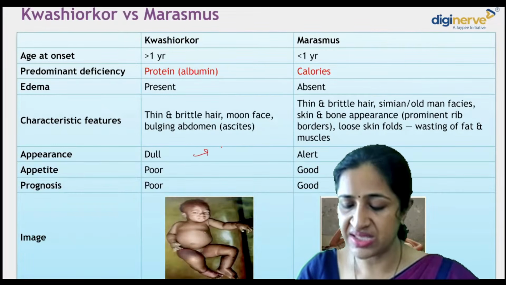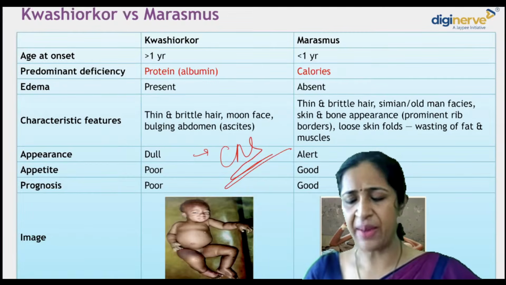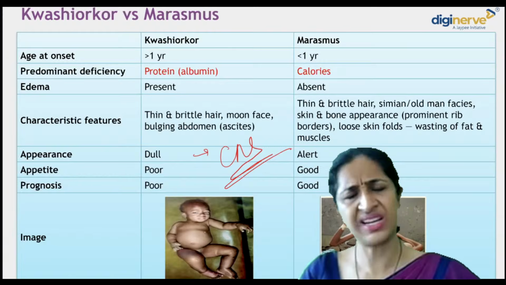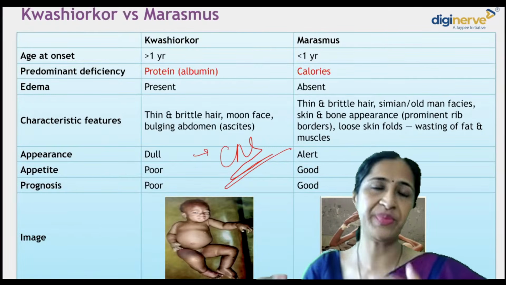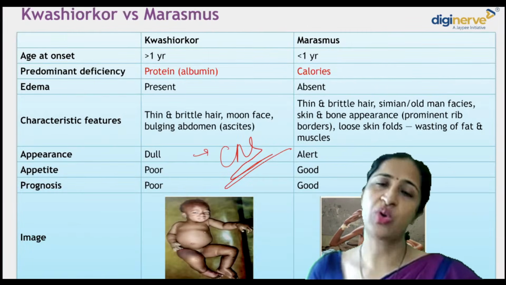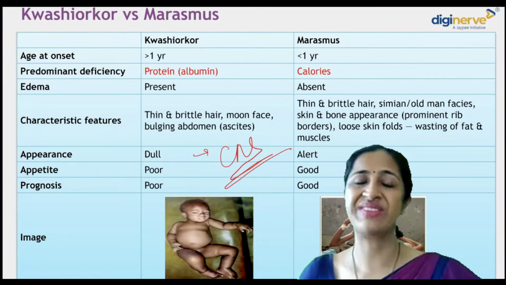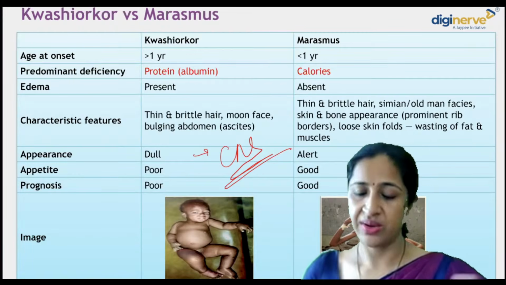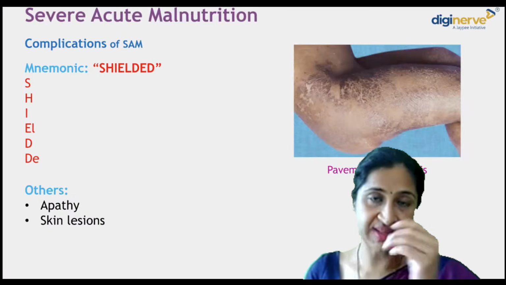The CNS features are more in Kwashiorkor, less in marasmus. Appetite: in early marasmus, you will have a decently fair, hungry, thirsty baby who is ready to eat when you give them food. Once you go into marasmus, Kwashiorkor or complications, you will not have that. In Kwashiorkor from upfront itself, the child is not ready to eat. Prognosis, when we say prognosis, it is untreated. How soon can the child deteriorate? Kwashiorkor is faster.